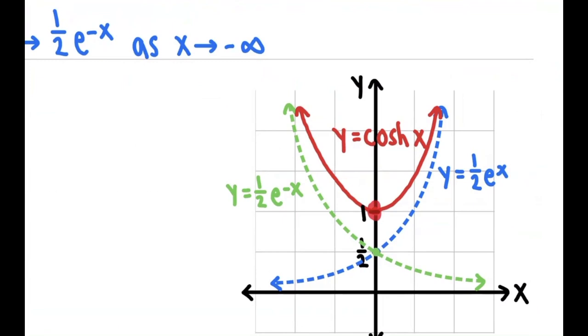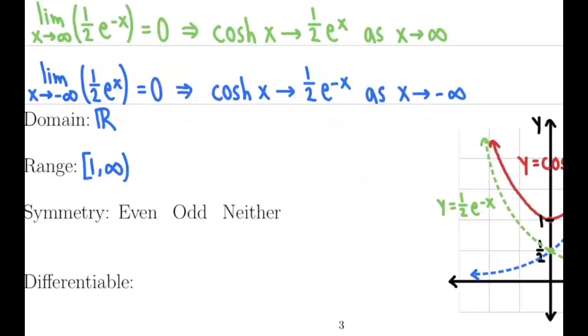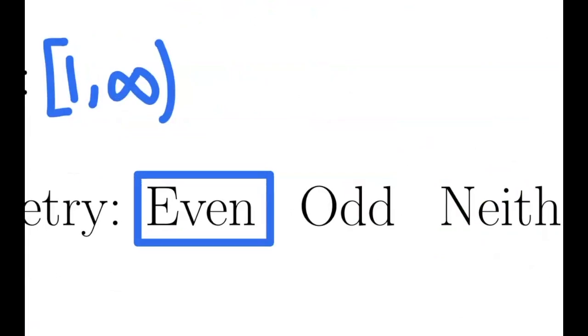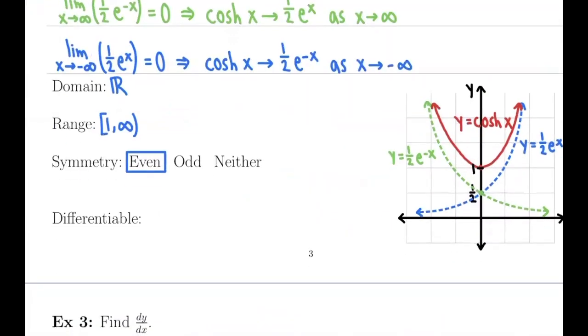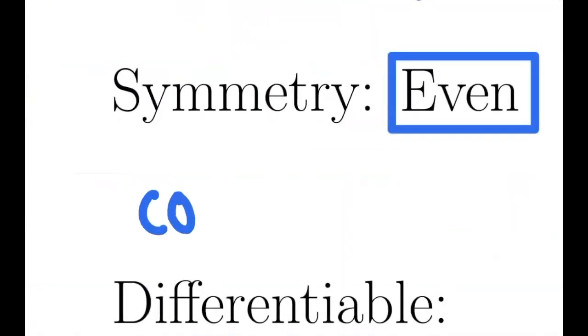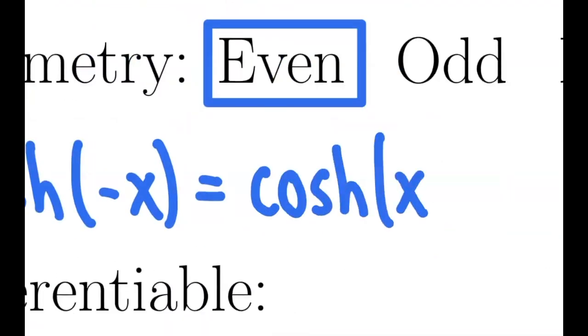So the function is decreasing from negative infinity to 0, and then it's increasing from 0 to infinity. But what about symmetry? Is this an even function, odd function, or neither? It is in fact an even function. It's even because it has symmetry about the y-axis. That's what it means for a function to be even. And algebraically, that means that cosh of negative x equals cosh of x.